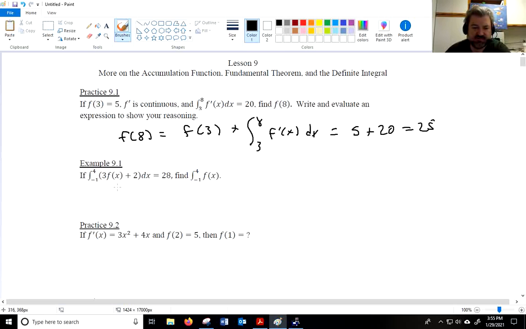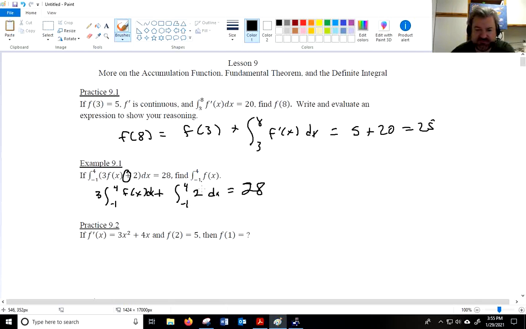Well, let's try this one. The integral from negative 1 to 4 of 3f of x plus 2 dx equals 28, and we need to find the integral from negative 1 to 4 of f of x dx. So we'll split it up. I'll split it around this plus sign. I can do that, and I can actually pull the 3 out as a constant. And then we have the integral from negative 1 to 4 of 2. And I should distribute the dx to both of them. Well, we know that that is equal to 28.